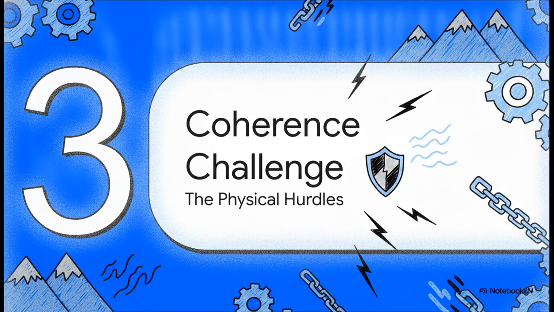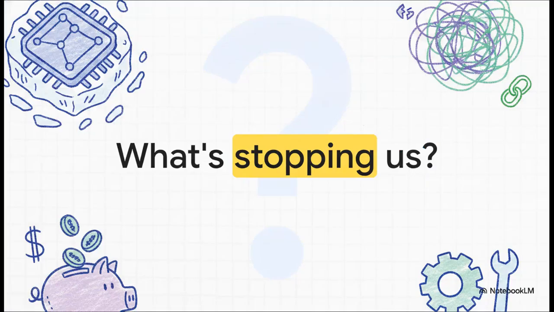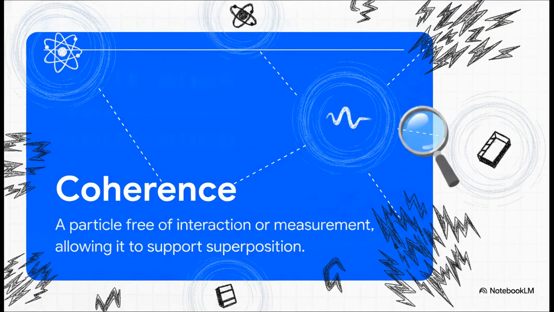But hey, welcome to Section 3, the Coherence Challenge. It's definitely not all magic and easy answers. There are massive, real-world physical hurdles to building these machines. Which logically begs the million-dollar question: if this technology is so profoundly powerful, why isn't there a shiny new quantum computer sitting on your desk right now? The answer lies in a vital concept called coherence.